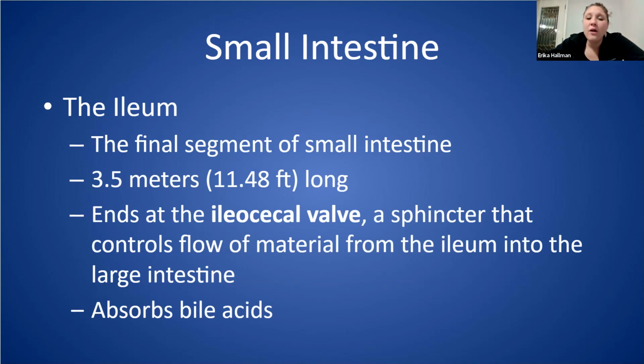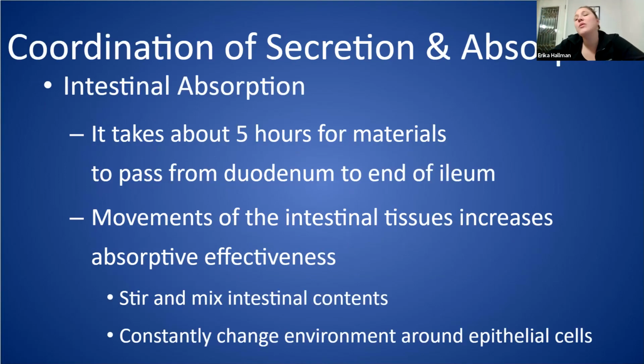It's over 11 feet long, and it will lead to this last portion of our small intestine called the ileocecal valve. The ileocecal valve is named after the two structures it is between. Ileo sounds like ileum, and then cecal sounds like cecum. So this is the valve between the two structures of the ileum and the large intestine, the cecum. The small intestine, the ileum is in charge of absorption, and it also is going to kind of absorb the rest of the bile acids that were produced in the liver, right?